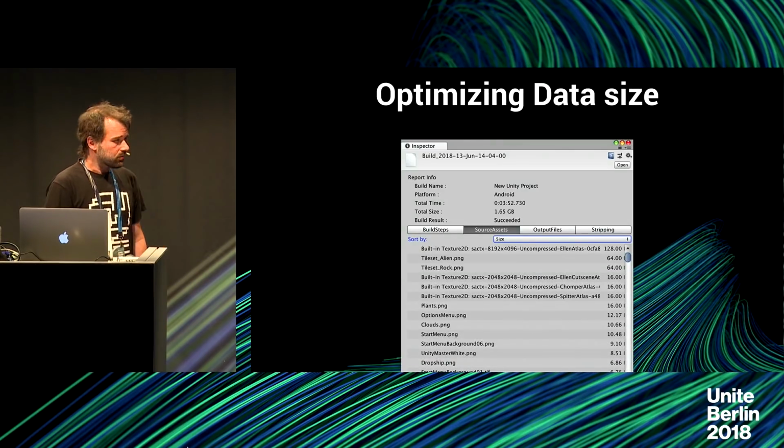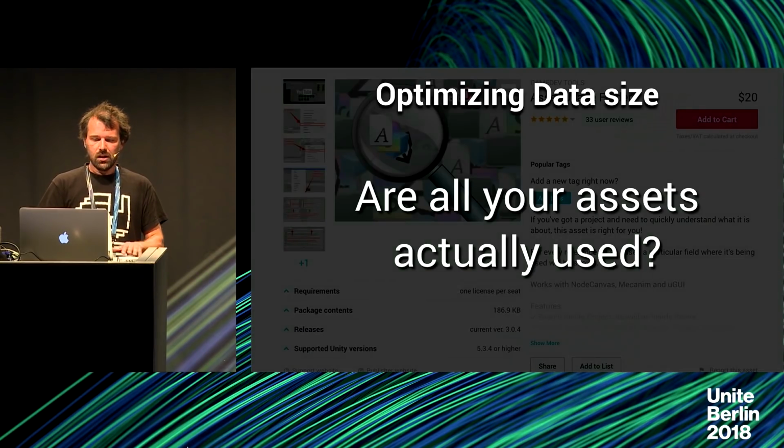So now that you get some information on which assets use how much size, the question is, what can you actually do about that? What can you do to reduce your build size? What can you do to reduce the size footprint of these assets? So the first question you should look at is, are all your assets actually used? Unity doesn't include assets in your build which are not referred by any of the scenes you're building.